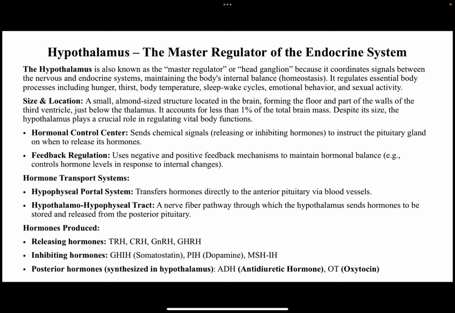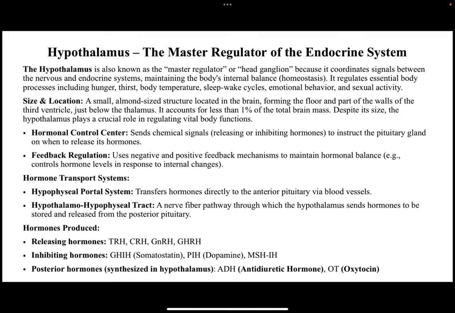One thing about the hypothalamus that you need to know anatomically: even though the hypothalamus is a very small organ in the endocrine system, I don't want to call it a gland, because I see the hypothalamus beyond just a gland, so I prefer you use the word organ. The hypothalamus is a very small, almond-sized structure located in the brain. In fact, it forms the floor and part of the walls of the third ventricle just below the thalamus, and it accounts for less than 1% of the total brain mass.